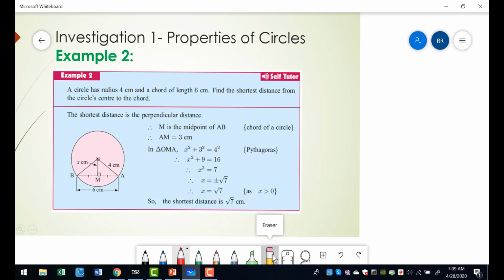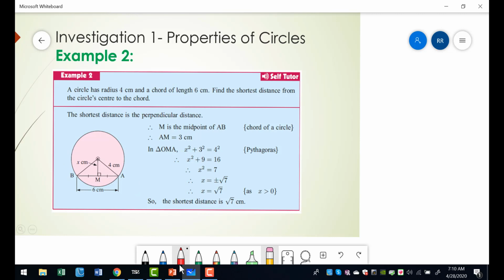Example number 2. A circle has radius 4 cm and a chord of length 6 cm. Find the shortest distance from the circle's center to the chord. If we illustrate this question, the image will be like this.